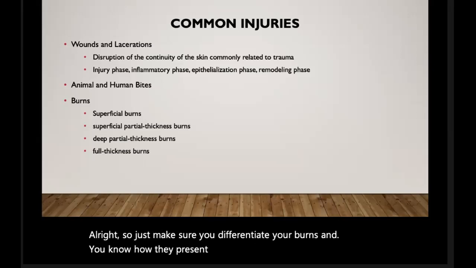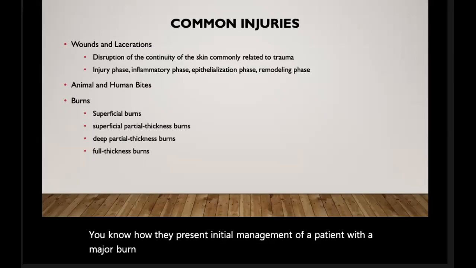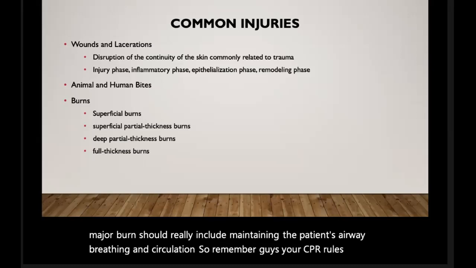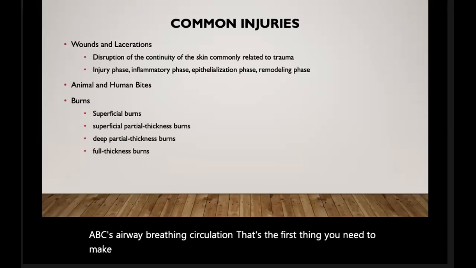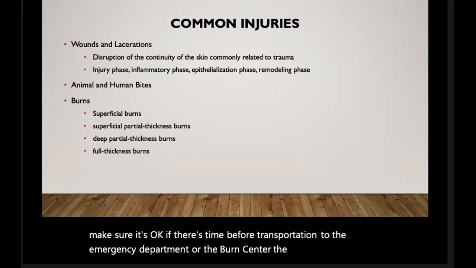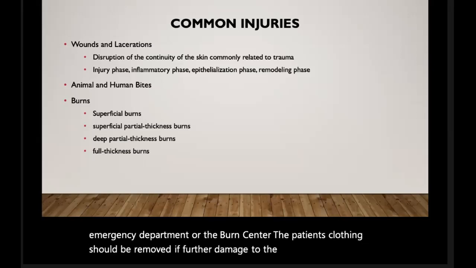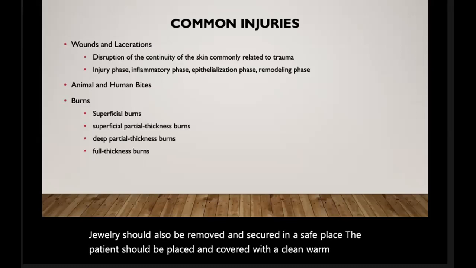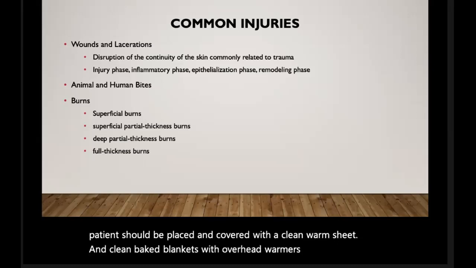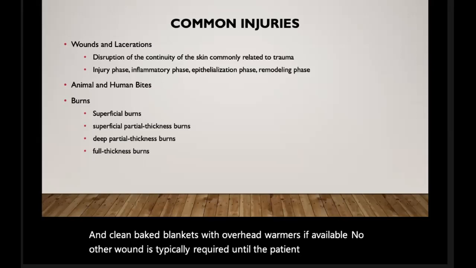Initial management of a patient with a major burn should really include maintaining the patient's airway, breathing, and circulation. So remember, guys, your CPR rules, your ABCs: airway, breathing, circulation. That's the first thing you need to make sure is okay. If there's time before transportation to the emergency department or the burn center, the patient's clothing should be removed if further damage to the skin can be avoided. Jewelry should also be removed and secured in a safe place. The patient should be placed and covered with a clean, warm sheet and clean blankets with overhead warmers if available. No other wound care is typically required until the patient reaches the ED or the burn center.